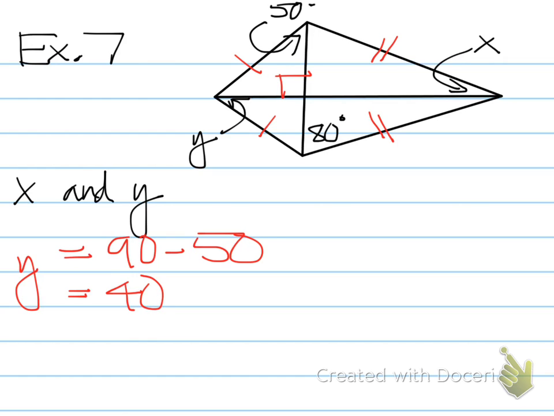Same for the bottom right triangle. To find that other acute angle, we would subtract 80 from 90, and that angle is going to be 10, and X is going to be the same measure as that angle, 10.